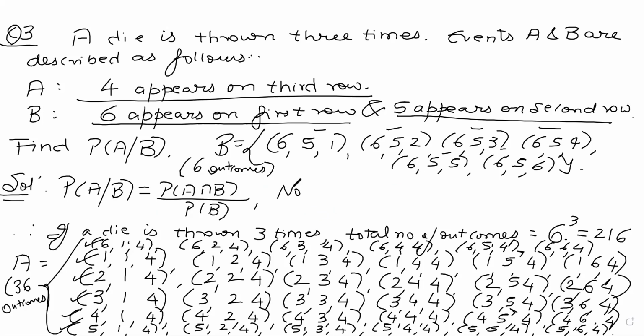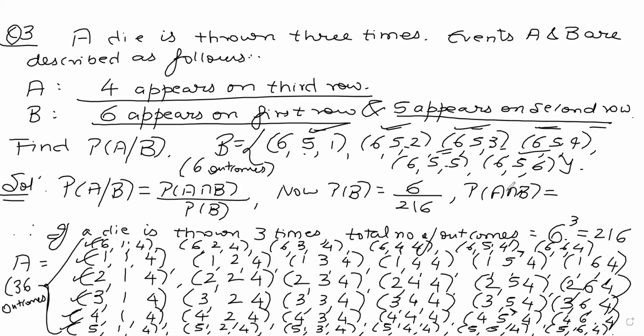Now what is the probability of B? Total number of outcomes is 216. Favorable number of outcomes are how much? 1, 2, 3, 4, 5, 6. 6 outcomes. So my probability of B is 6 upon 216. What is the probability of A intersection B?